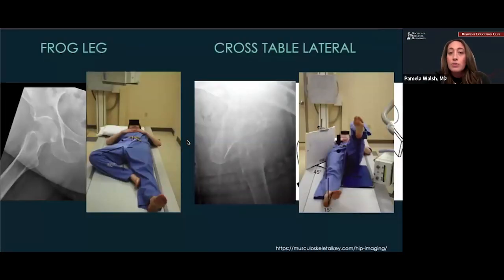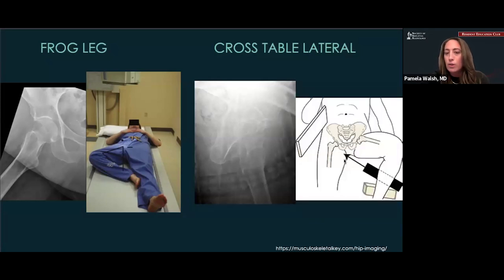So here are examples of the frog leg view. You can see with this, we have to flex the knee and externally rotate the hip to get this image. So when you have a patient with a hip fracture, ideally, you don't want to move them into this position, especially if you don't have an orthopedist on standby. And then when we do our cross-table lateral, notice that we're keeping this leg straight. The X-ray beam, you can see here a little better, is going through the hip. So a cross-table lateral is going to be our ideal orthogonal view when we know that we have a hip fracture, so that we don't potentially displace the fracture any further.